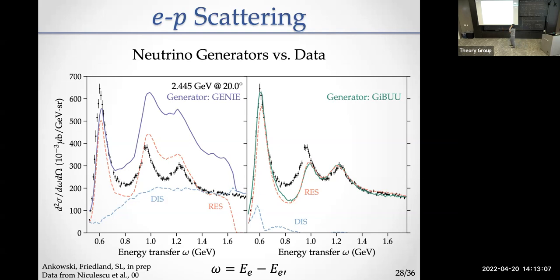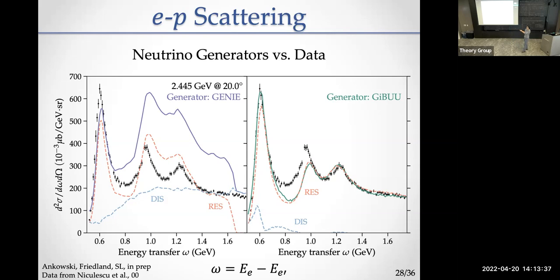What's actually helpful is to look at the components. The red dashed lines are resonance production for both models, which clearly should be dominating the cross-section. The first peak is actually delta production. You see that GENIE underestimated delta production by a little bit, and then at the second and third peaks, it overestimated the resonances. GiBUU does better, but there's also some underestimation in the second peak region. So it clearly indicates how you would fix your event generator based on the data.